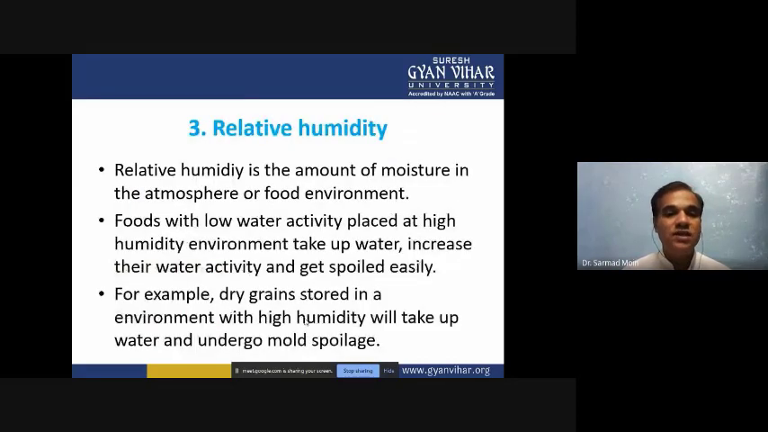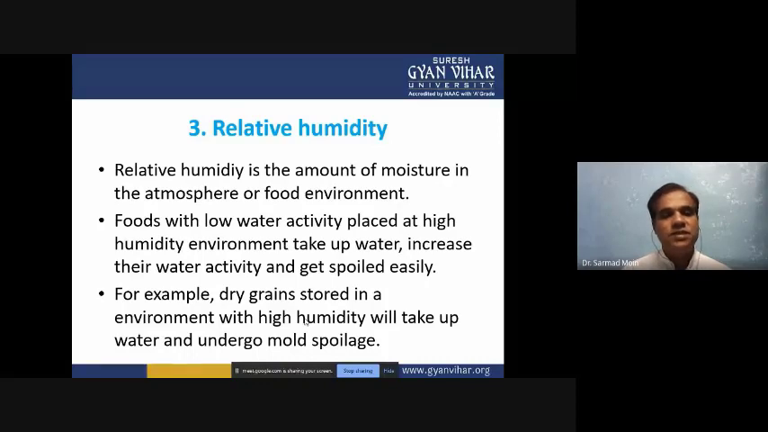Then relative humidity. We know that if the air has water content, our dry food material will absorb the water, and when they absorb the water content, microbes will attack very easily and spoil the food material. So if relative humidity is high in the environment, the food material will absorb water from the environment, and when it does, it will get easily spoiled. So always keep the humidity low in the environment so that you can preserve the food for a longer duration.